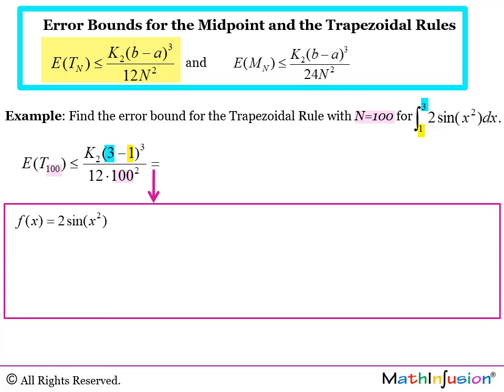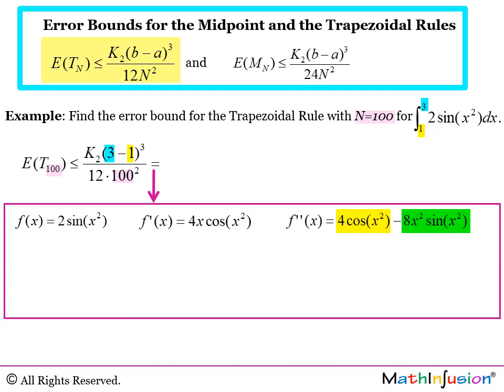Now we are going to bound the second derivative of the function. Here is the function, here is the first derivative, and here is the second one. We are not going to do small details and really care about x being between 1 and 3, because it's really easy to bound cosine and sine of anything. Cosine and sine of anything can be greater or equal to -1 and less or equal to 1.